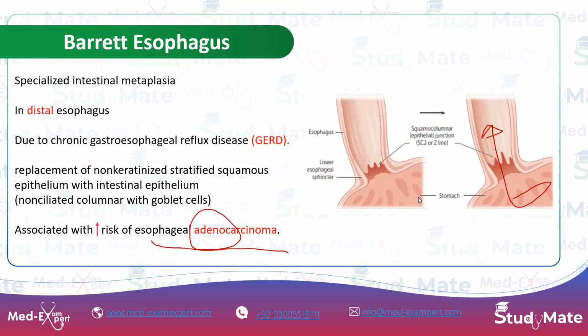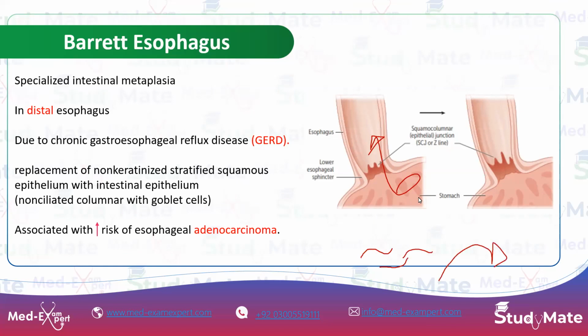ठीक है, इसको अगर हम क्विकली रिवाइज करें तो Barrett's esophagus is a specialized intestinal metaplasia which is in the distal part of the esophagus, and this is due to chronic gastroesophageal reflux disease. बार बार स्टमक से एसिडिक कंटेंट ऊपर आता है, उसमें ये होता है कि जो नॉर्मल स्ट्रेटिफाइड स्क्वेमस एपिथेलियम होता है एसोफेगस का, वो कन्वर्ट हो जाता है नॉन सिलिएटेड कलमनर एपिथेलियम विद गॉबलेट सेल्स में. और ये जो इंटेस्टाइनल एपिथेलियम होता है, this can later progress into adenocarcinoma.